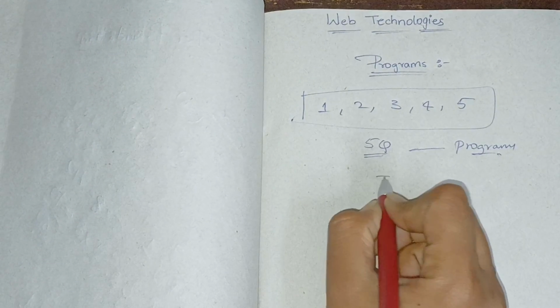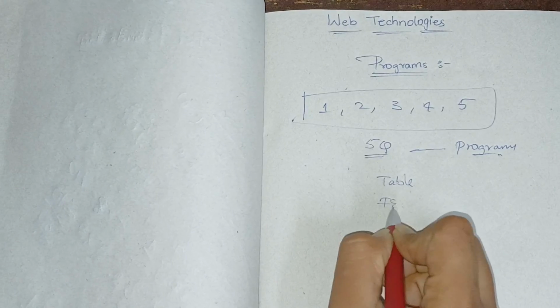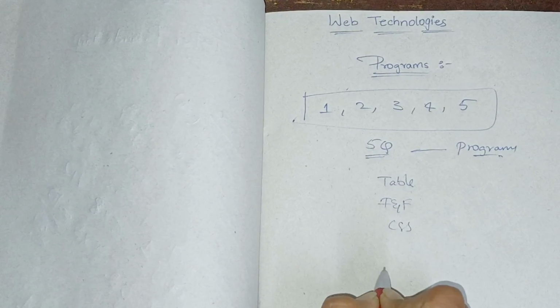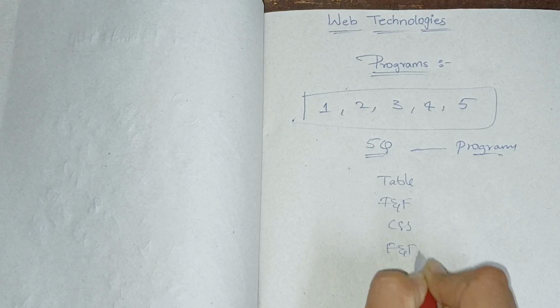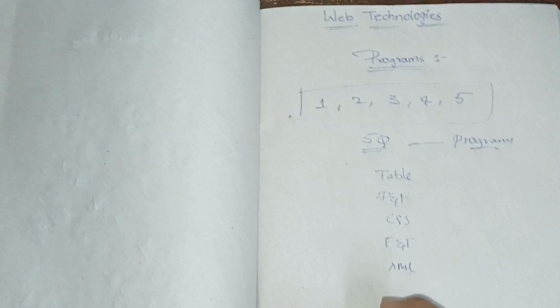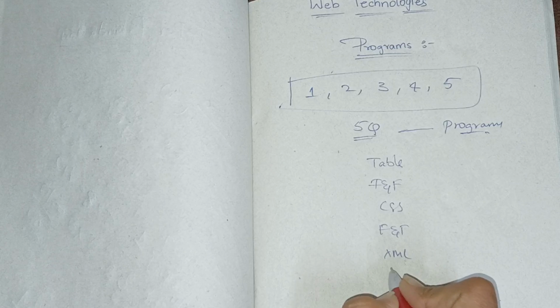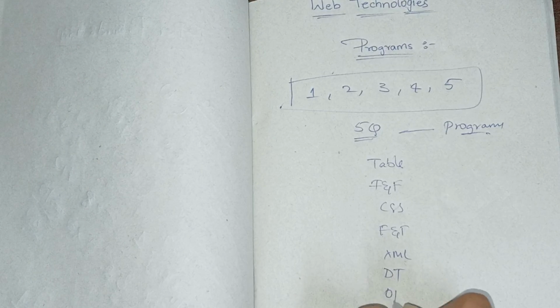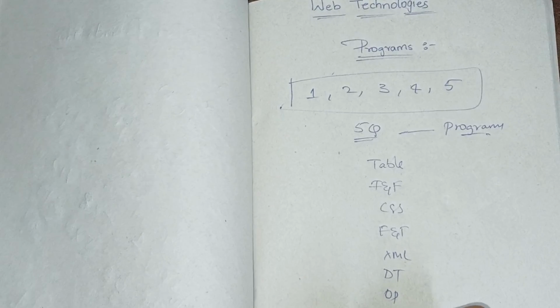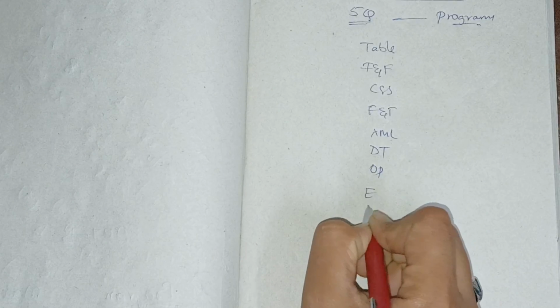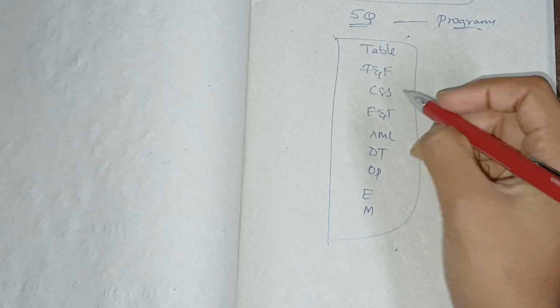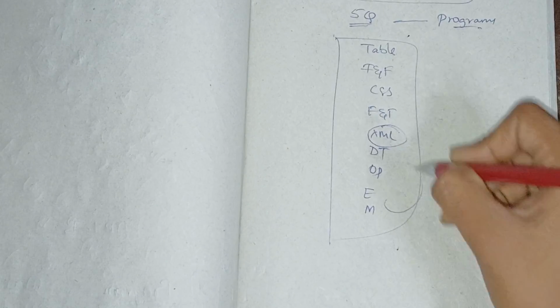See, tables you have a program, forms and frames you have, CSS you have, filters and transitions you have, XML you have. Next, data types you have, operators you have programs. Events and mouse too. Out of these 9 questions, you have programs, and except XML, the remaining all will have interrelated programs only.